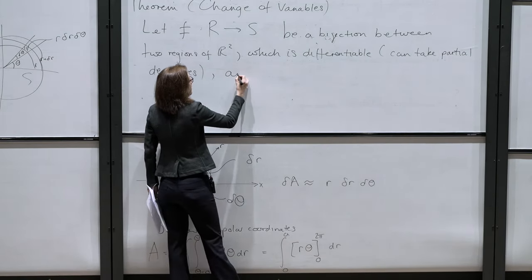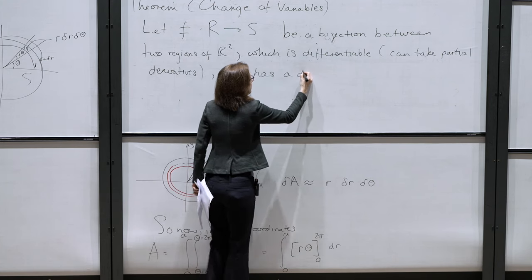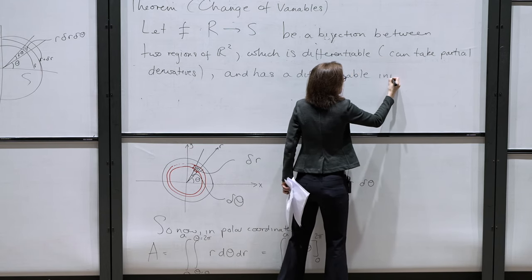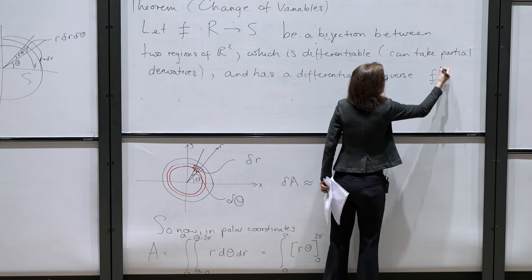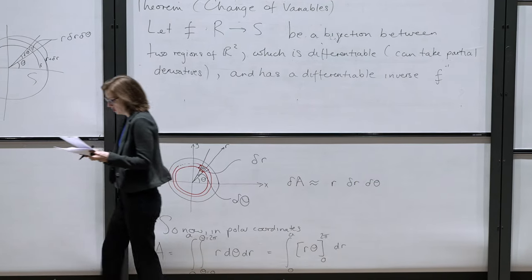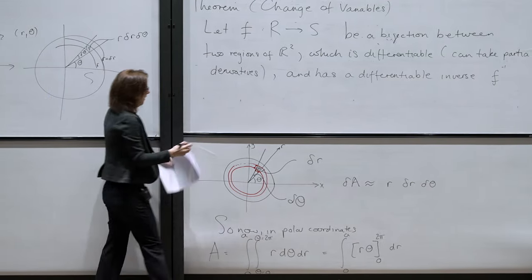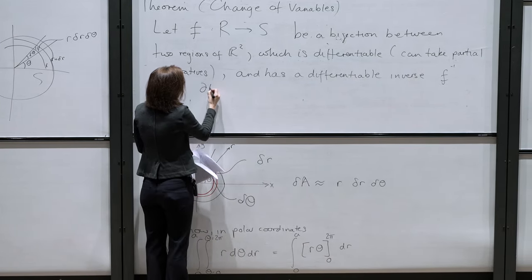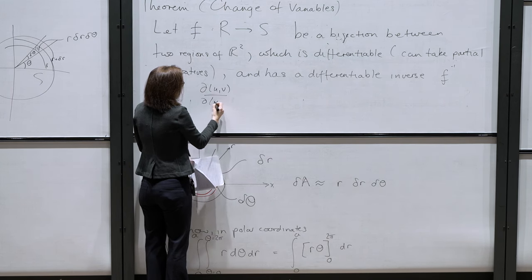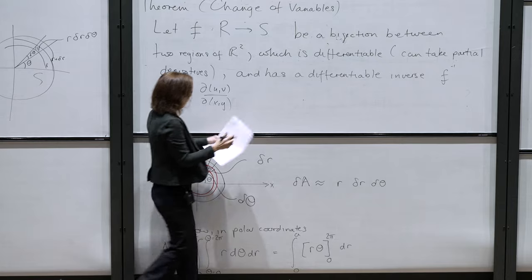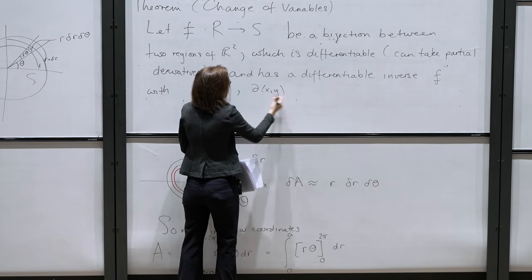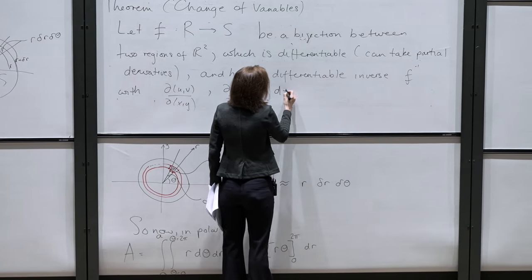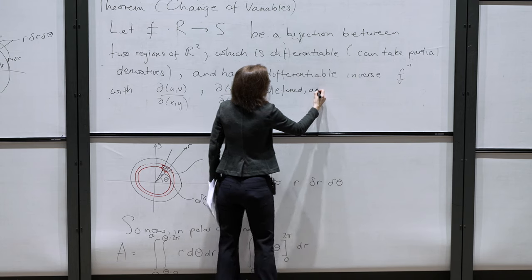And it has a differentiable inverse, which we'll denote f to the minus one. So we can also take partial derivatives of this. So then we're going to want the Jacobians. So the Jacobians, d(u,v)/d(x,y), and the other Jacobian, if you go the other way, d(x,y)/d(u,v), defined and non-zero everywhere.